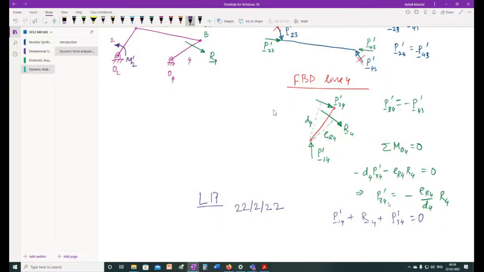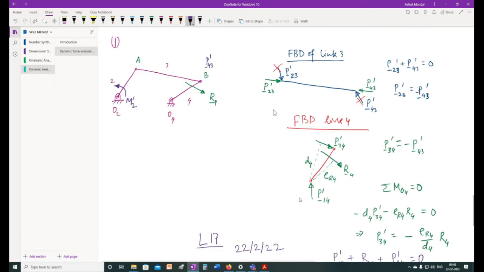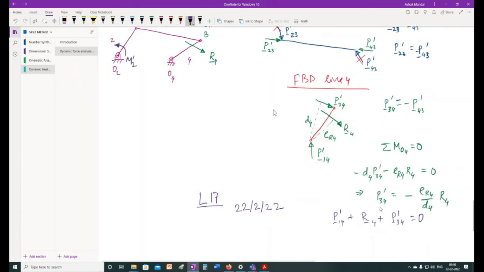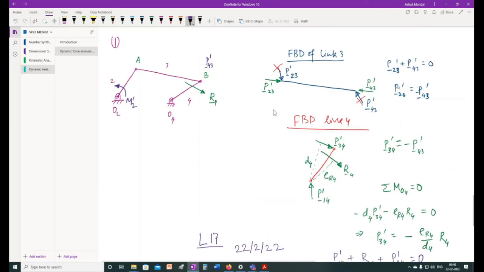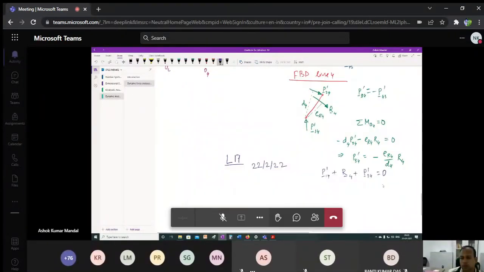From these calculations, we know what this force is, then this force and this force are known to us, so you can find out what the joint force P14 is. What is left now, once you have this P34, you can see that this P23 is equal to P43. P34 is known.